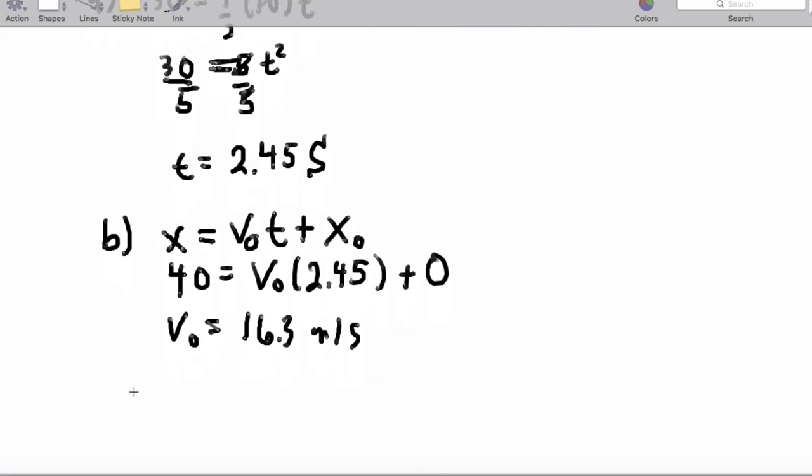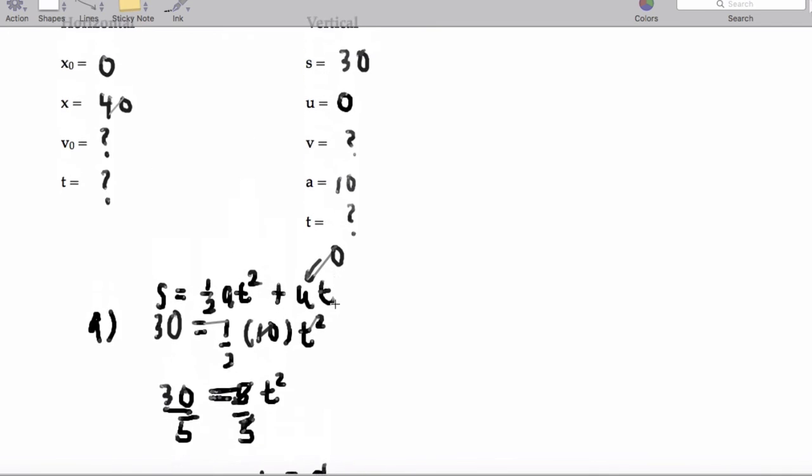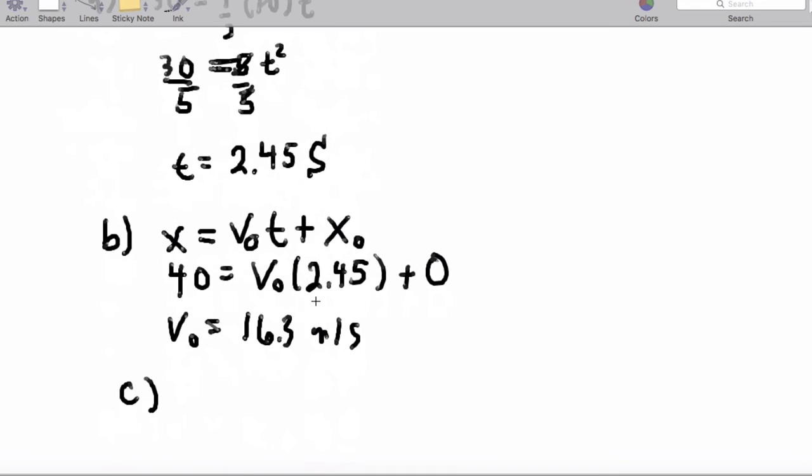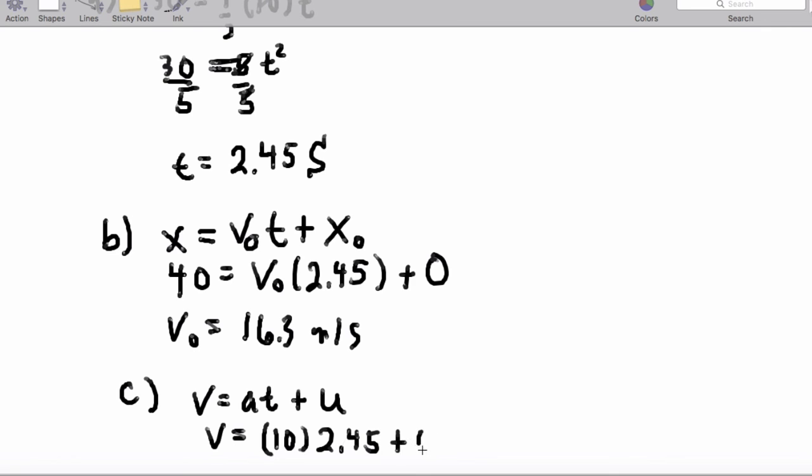Now for part C. I should have been a little clearer. I said calculate the speed with which it hits the ground. So a lot of us, and this is fine, we said v equals at plus v naught, or plus u in the vertical direction. That's v equals 10 times 2.45 plus 0, and we end up getting that the v in the vertical direction is 24.5 meters per second.